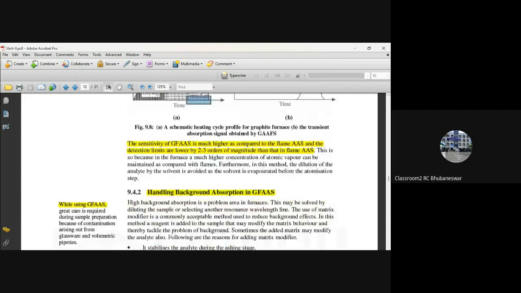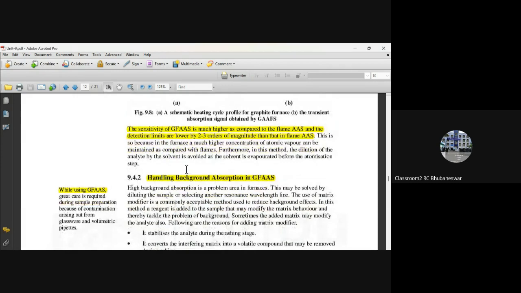Okay. So the sensitivity of GFAAS is much higher as compared to flame AAS, and the detection limits are lower by 2 to 3 orders of magnitude than that in flame AAS.